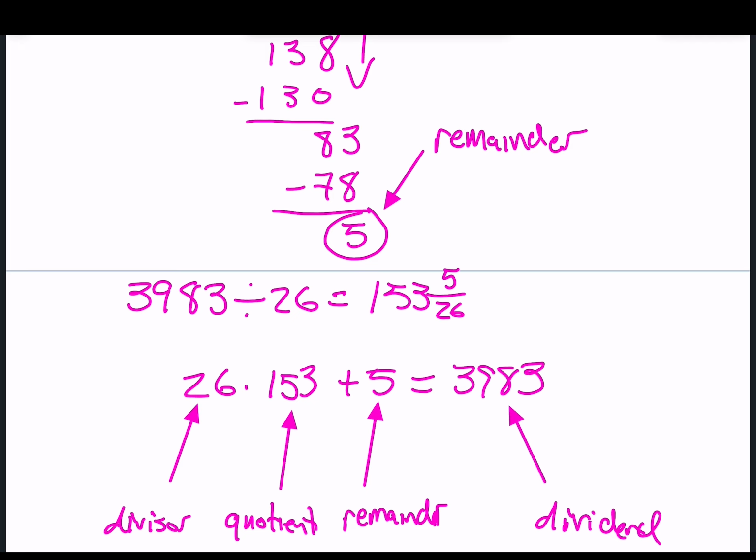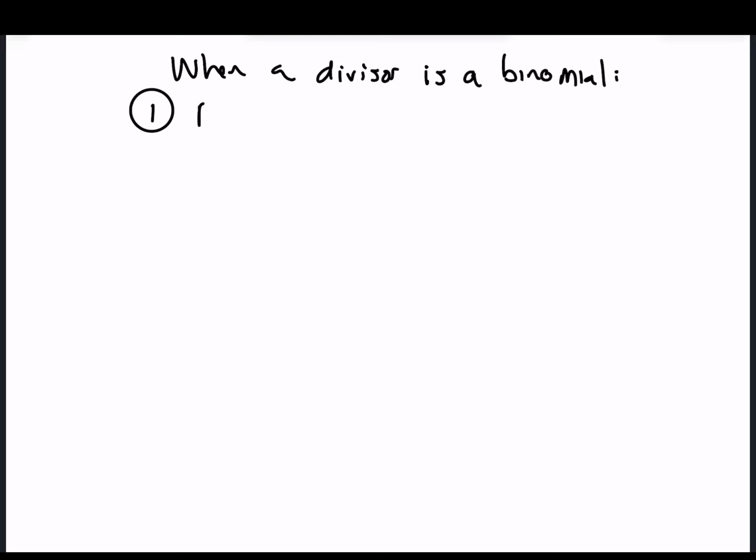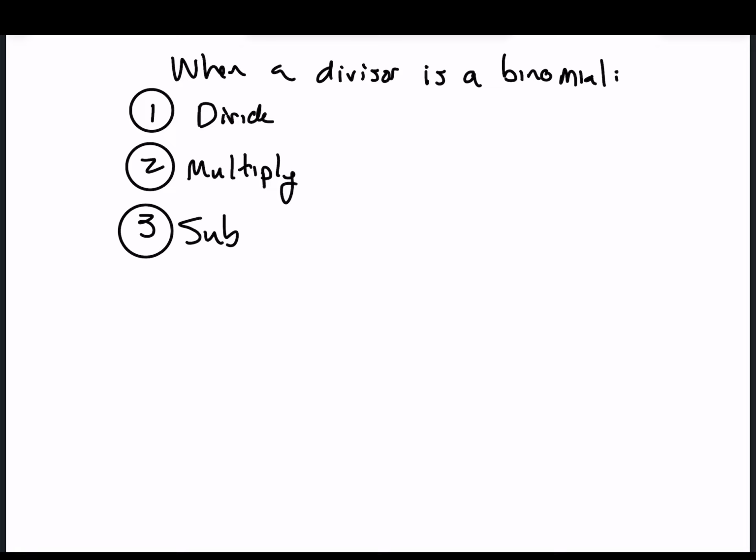Okay, let's now try it when our divisor is a binomial. When a divisor is a binomial, here are our steps. The first thing is we will divide, then we will multiply, we'll subtract, and then we will bring down the next term, just like with long division.